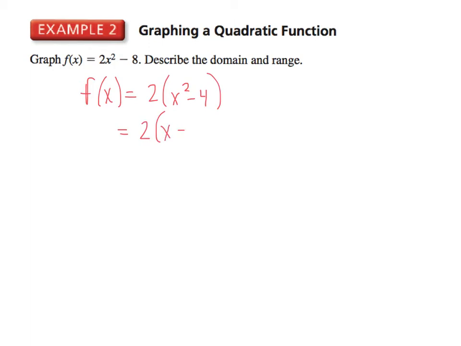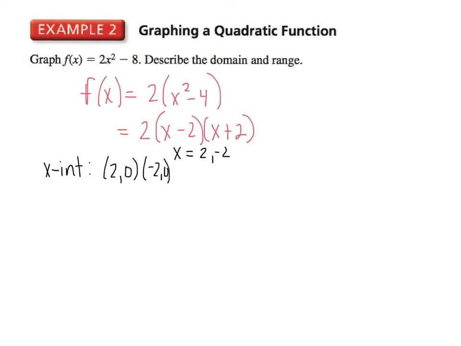And then I'm going to factor into binomials, which would be x minus 2 multiplied by x plus 2. And we start the same process over again. My x-intercepts. Let's see, this is going to be x equals 2 and negative 2. Therefore, I'm going to plot (2, 0) and (negative 2, 0).